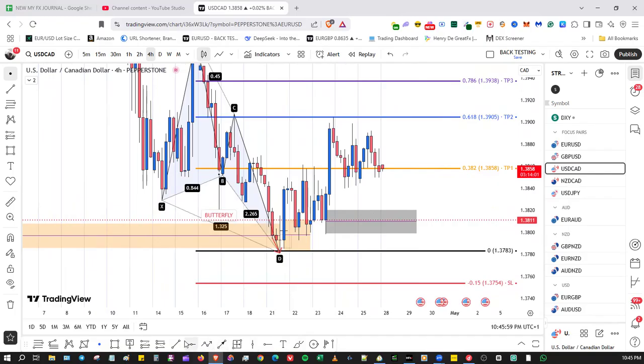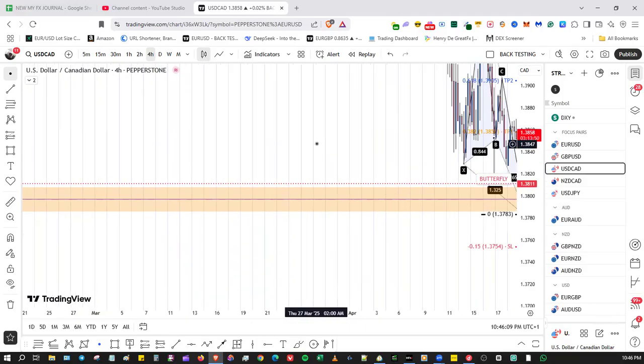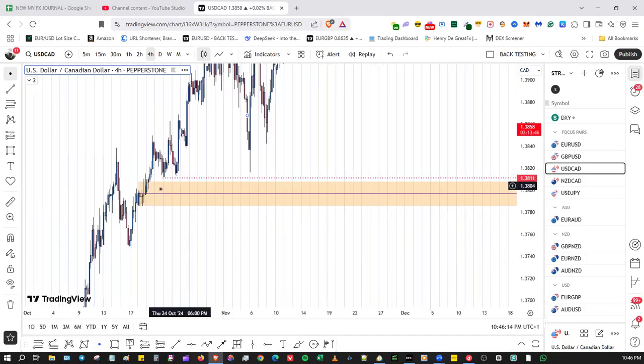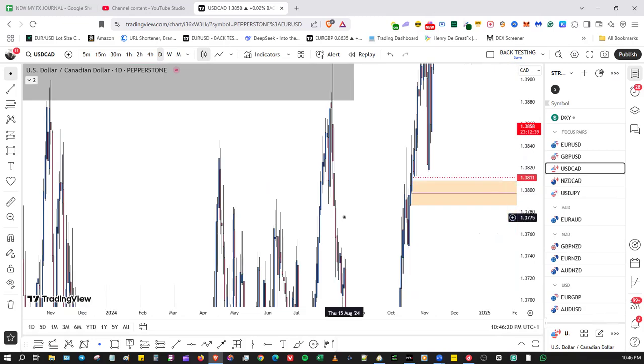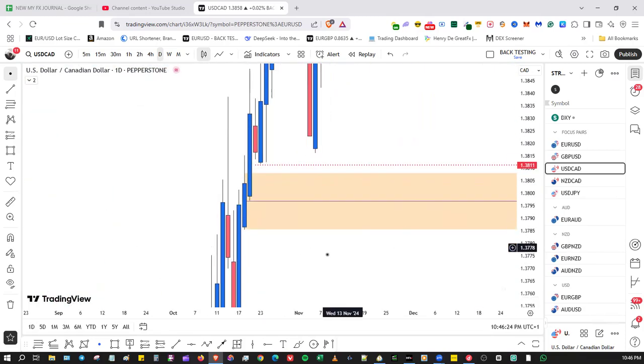Of course, this could serve as liquidity, and just look out for entry within this level. It's a solid buy to the upside. We're able to get liquidity at this level, and we're also able to get a key level as well. If you look at it on the daily time frame, that was actually a key level.